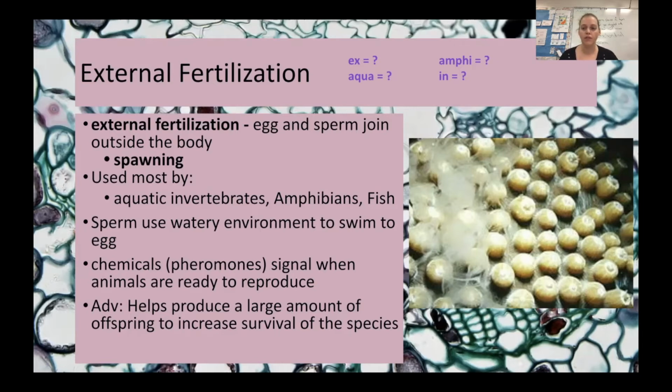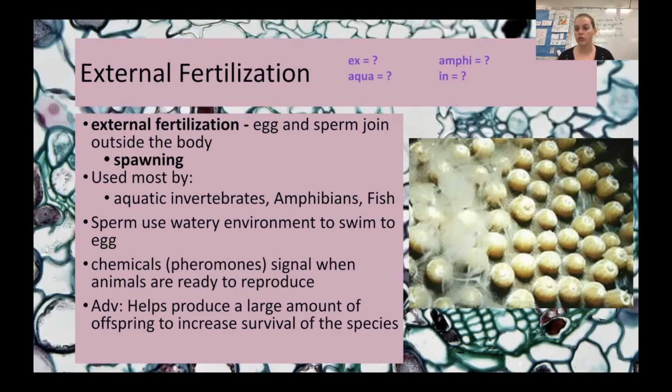So our very primitive aquatic animals, like our aquatic invertebrates, our water bugs, for example, amphibians, salamanders, and frogs, and then fish, all of these use external fertilization, like spawning, where the egg and the sperm are going to be released and then they can come together. Now, these sperm and egg do use chemical signals to find each other in the water. And also, there are chemical signals that are produced when organisms are ready to mate. So we call those chemical signals pheromones, and we talked about those a little bit already. These encourage organisms to come closer together for mating.